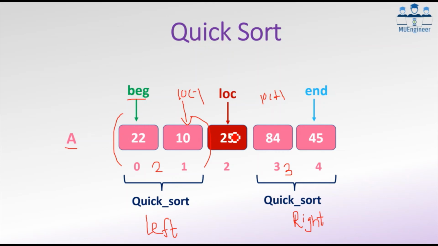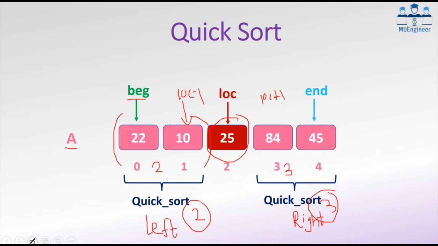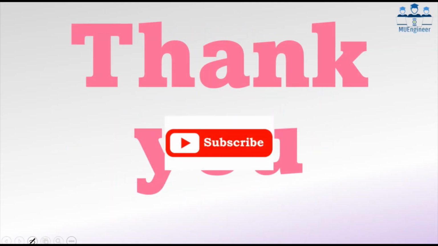Getting it? So in pass 1 we just got 25 at its position. In pass 2 we will run only for these two numbers. Pass 3 we will run for 84 and 45. So this way it will keep on recursively calling the different passes till it breaks down the array to the size 1. So whenever it breaks down the array to size 1, your job is done, the array is already sorted. So this way the quicksort actually works.